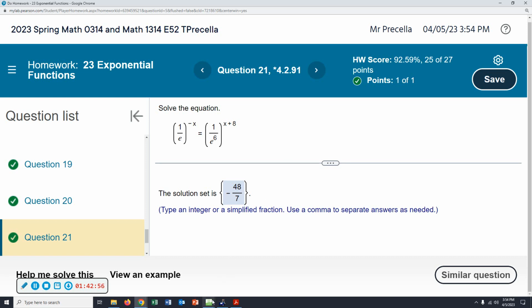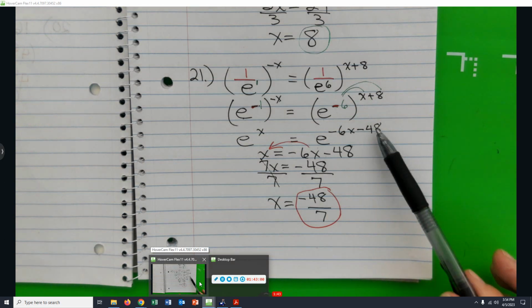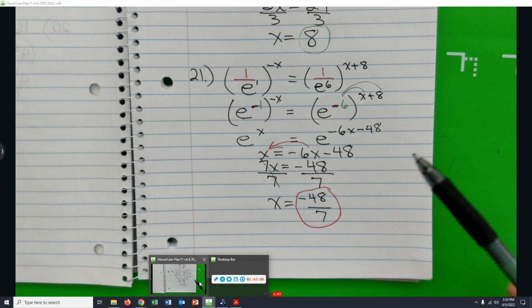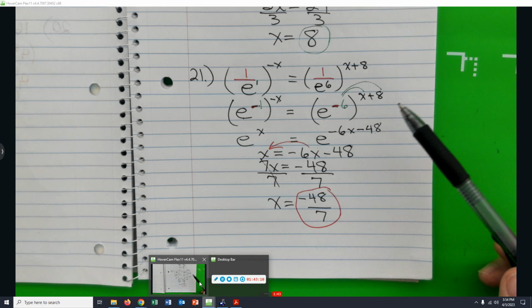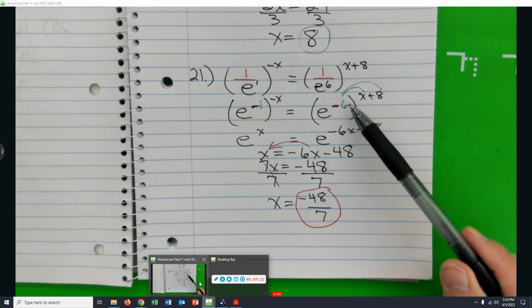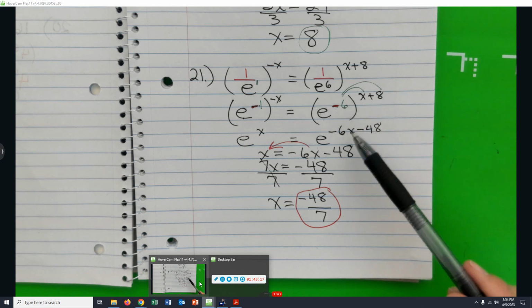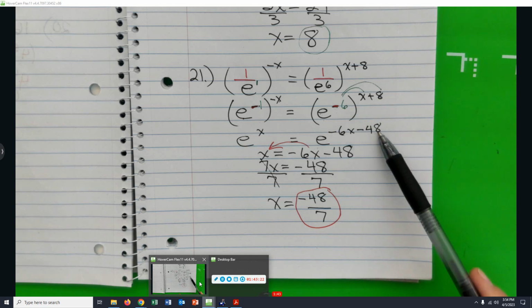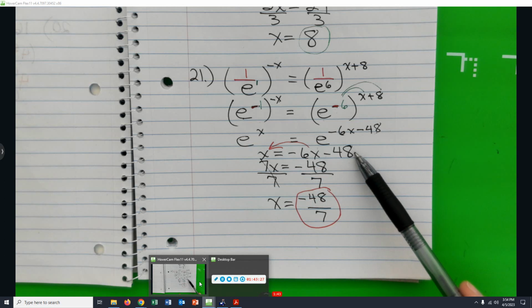But negative 6 times x is negative 6x. Negative 6 times 8 is negative 48. Oh, you didn't distribute. Any questions, y'all? I did it in my head. I just didn't write it down. Negative 6 times x is negative 6x. Negative 6 times 8 gave me a negative 48. So we have a negative 6x minus 48.